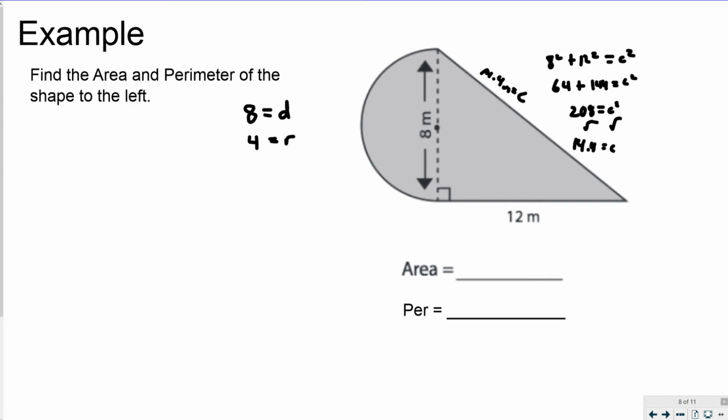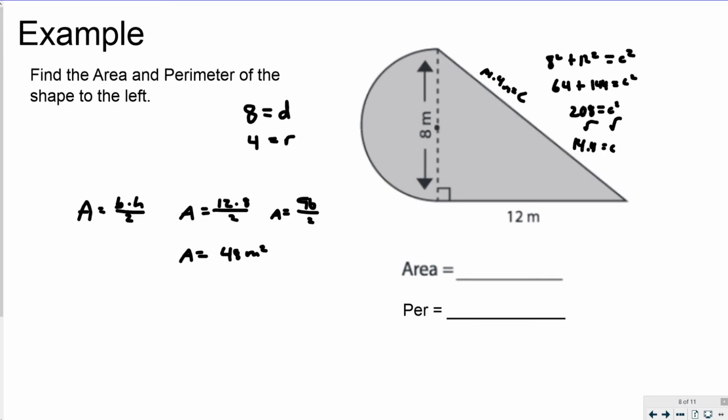of the triangle. So the area of the triangle would be the base times the height divided by 2. So the area would be 12 times 8 divided by 2. 12 times 8 is 96, divided by 2. The area is 48 meters squared for the triangle.